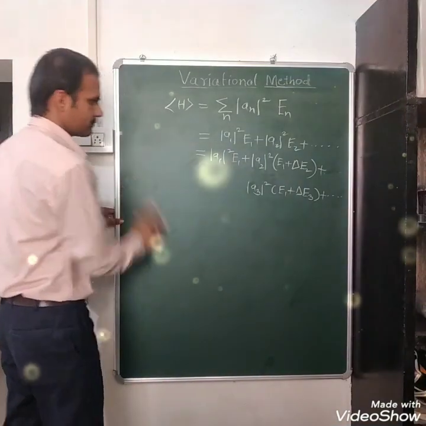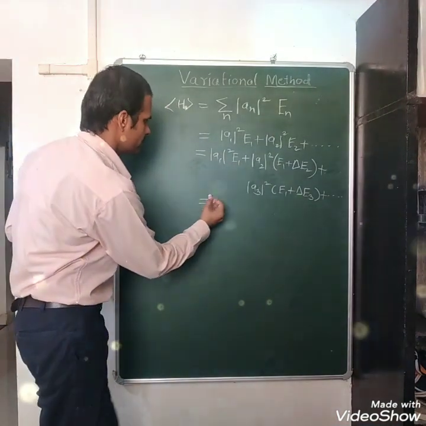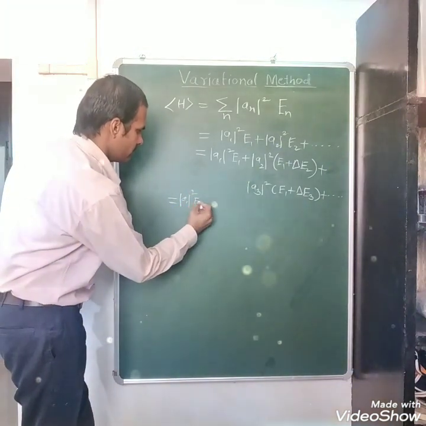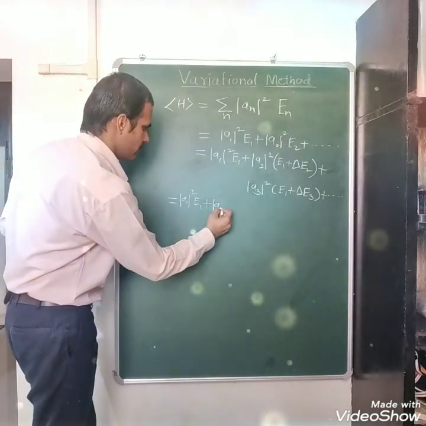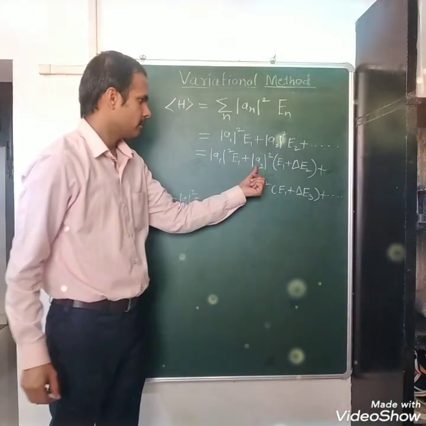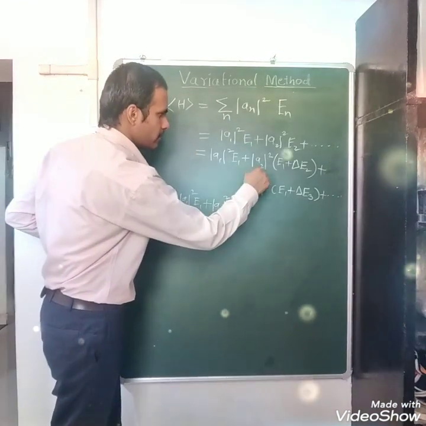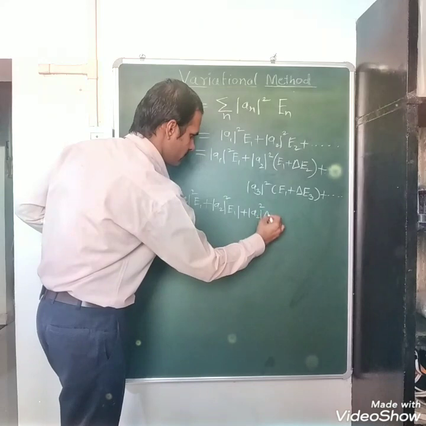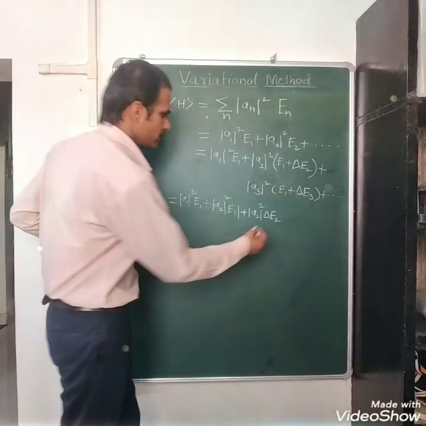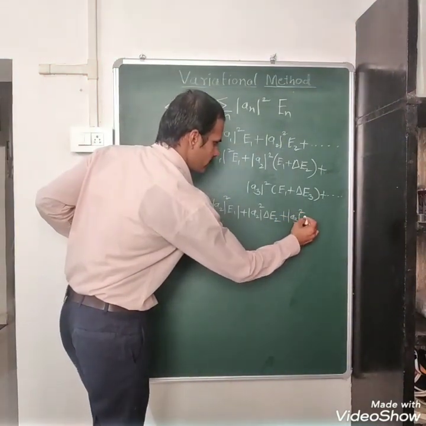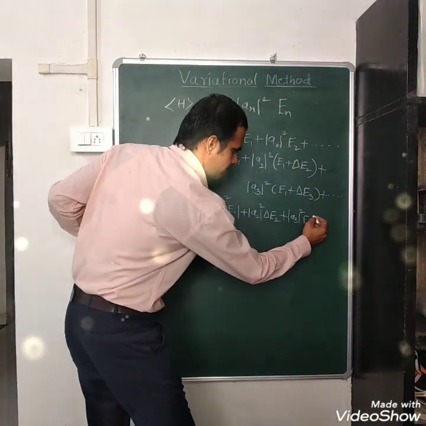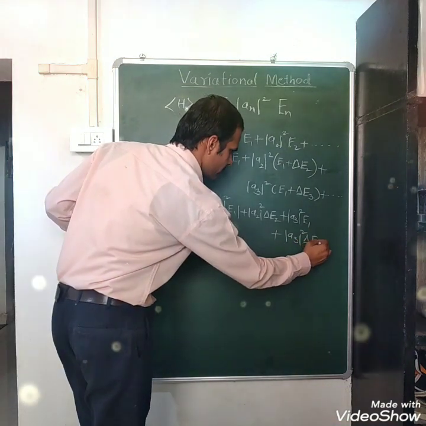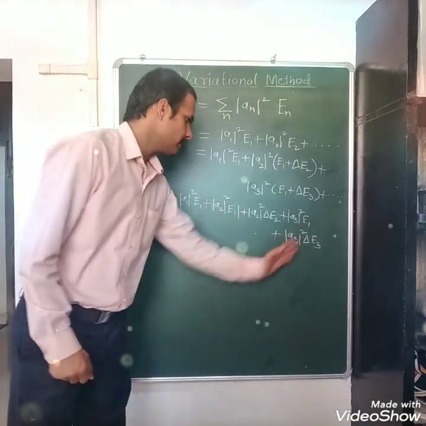and again we can rearrange the terms as A1 square E1 plus A2 square into E1 plus A2 square into delta E2, then A3 square E1 plus A3 square delta E3. In this way we can write.